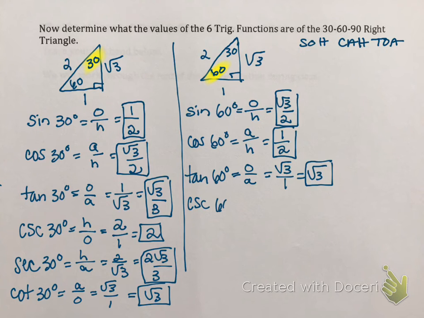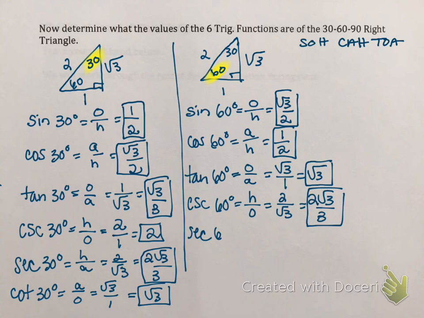Cosecant of 60 degrees. Remember, that's the reciprocal function of sine. So by definition, it's hypotenuse over opposite. The hypotenuse was 2. The opposite side is radical 3. So we need to rationalize that. So that becomes 2 radical 3 over 3. The reciprocal function of cosine is secant. Hypotenuse over adjacent. The hypotenuse side is 2. The adjacent side to 60 degrees is 1. So this equals 2.